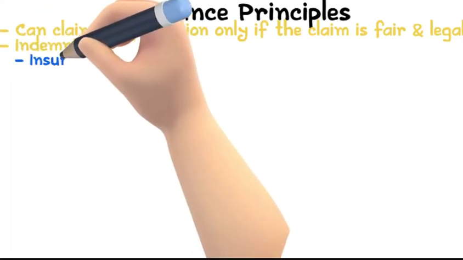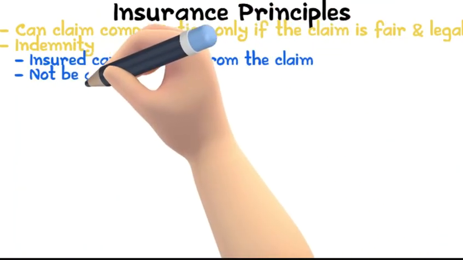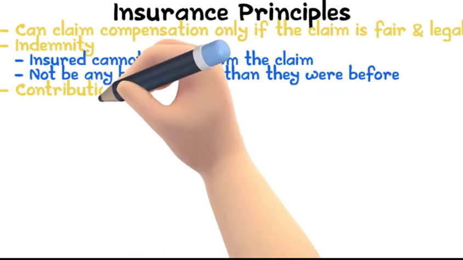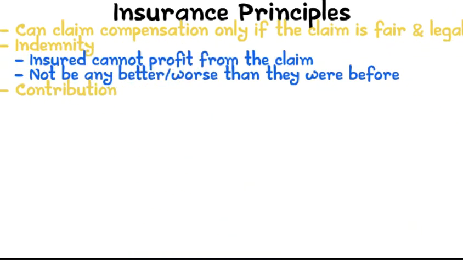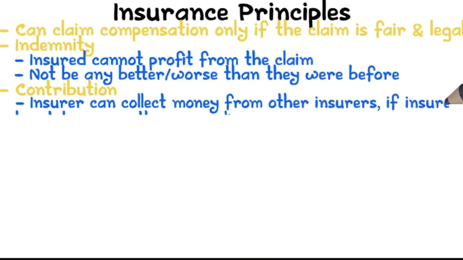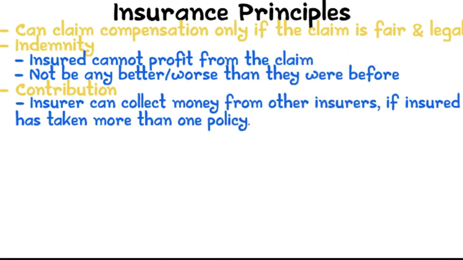Indemnity. The principle of indemnity states that the insured cannot profit from a claim. Once an insured has gotten a claim, they should not be any better or any worse off than they were before. Contribution. The principle of contribution states that an insurer has the right to collect money from other insurers if the insured has taken out more than one policy.